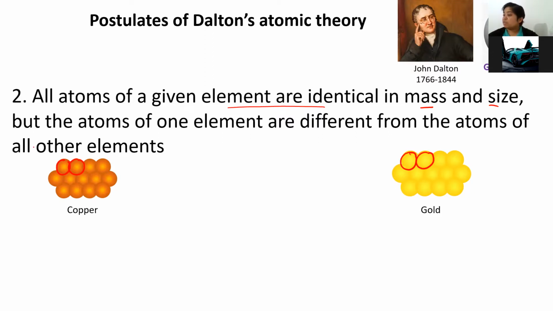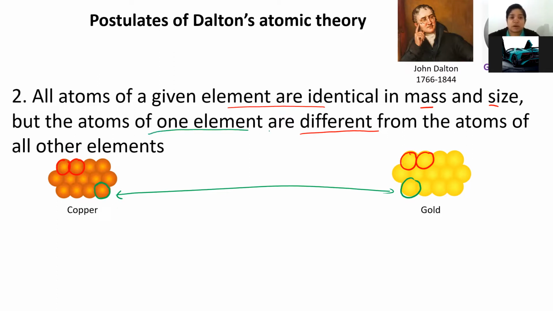And what is the second part? The second part says that the atoms of different elements are going to be different. What that means is that if you compare a copper atom with a gold atom, now they are different. They are different in their properties. They are going to have different masses and different sizes. So that is what the second part of this postulate means.